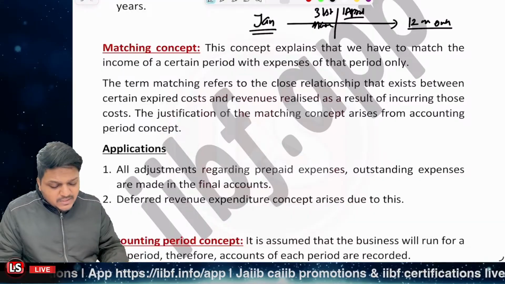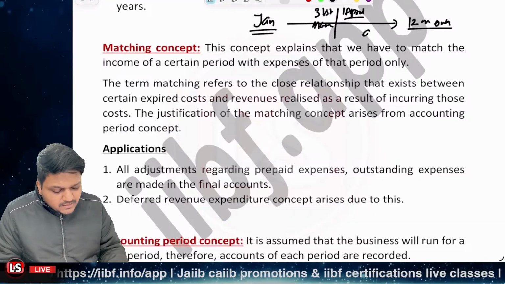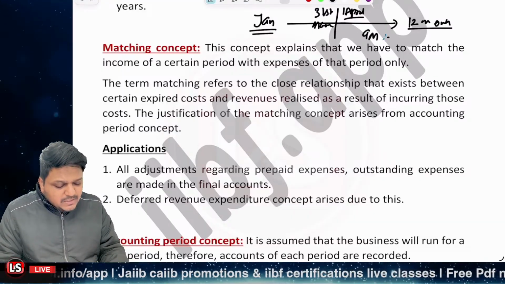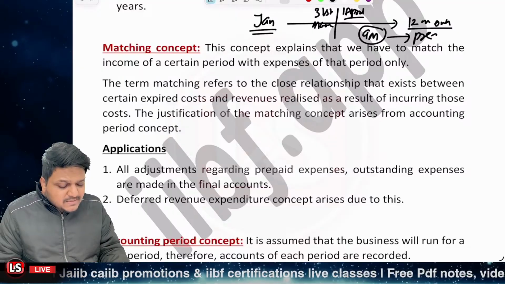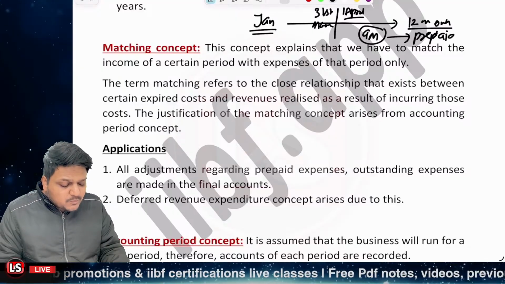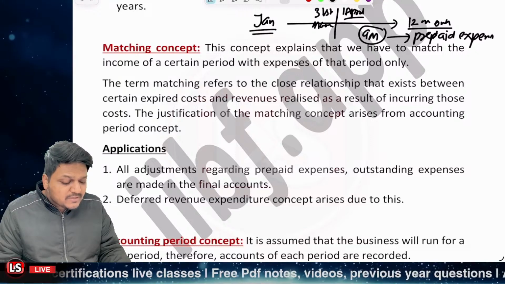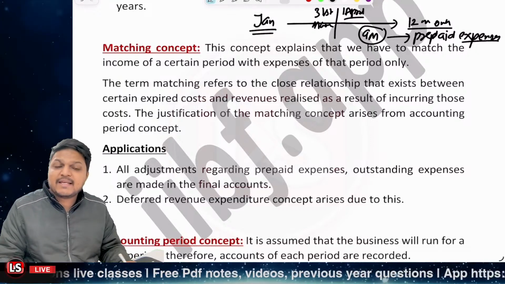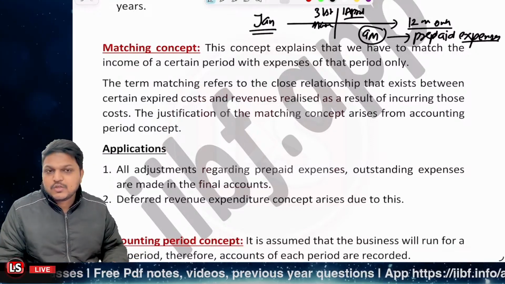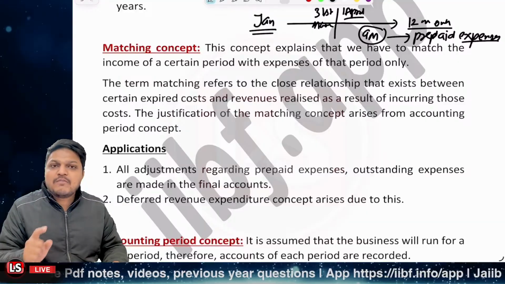Now in this scenario, the 9-month advance money will be considered as a prepaid expense. Now, what is a prepaid expense? The amount which we have spent before. So it will be considered as an asset. So prepaid expense is always an asset.